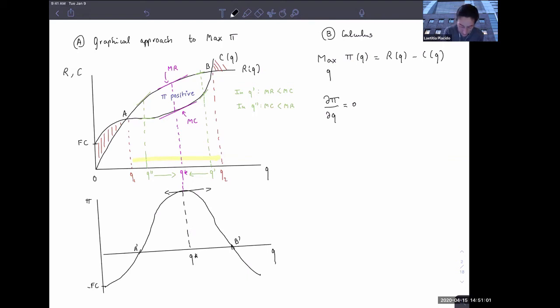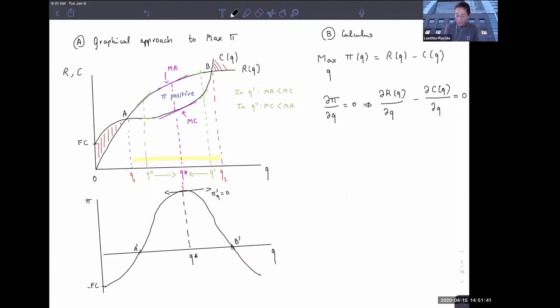All right, so I'm going to put here pi prime with respect to Q is 0. Okay, so that's a necessary condition. It's not sufficient. But for now we're just going to focus on that condition. All right, so let's take the derivative of the profit function. So we're going to get the derivative of total revenue with respect to Q minus the derivative of total cost with respect to Q must be equal to 0.